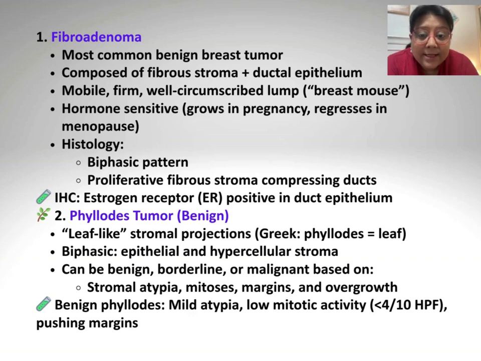Histologically, it has a biphasic pattern and proliferative fibrous stroma is seen compressing the ducts. It's of two types, intracanalicular and pericanalicular. IHC wise, estrogen receptor is seen positive in duct epithelium.